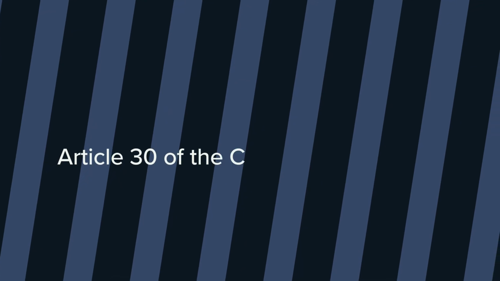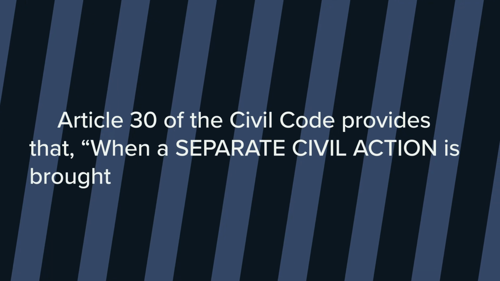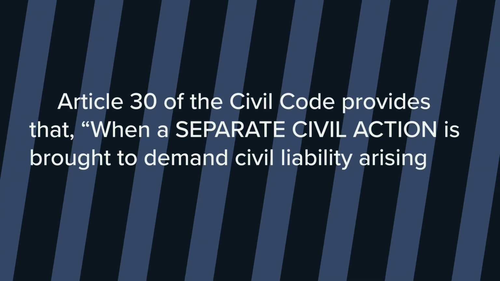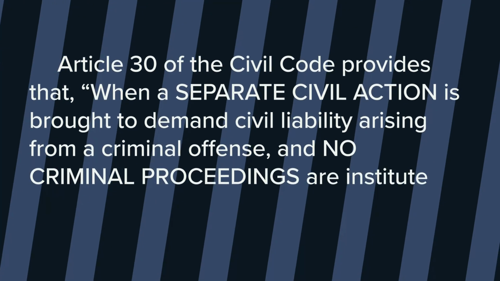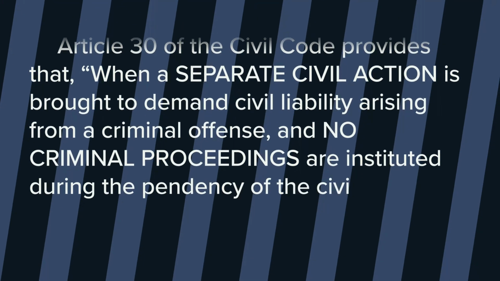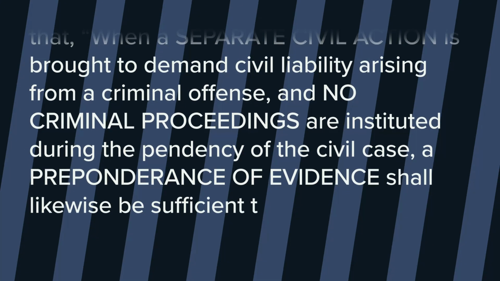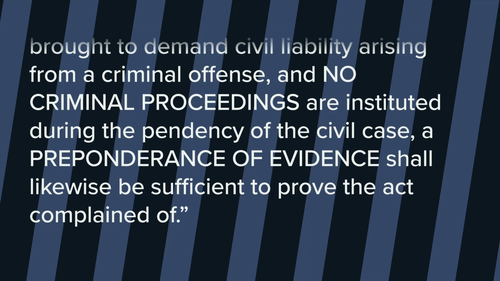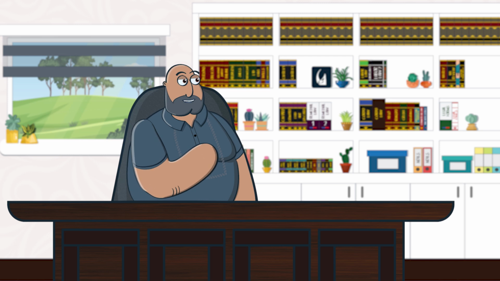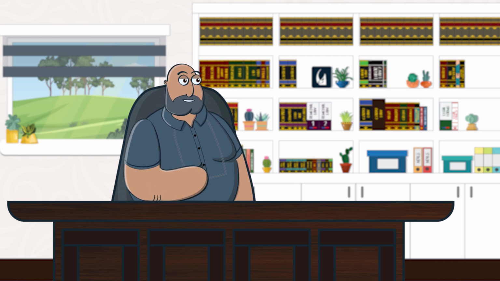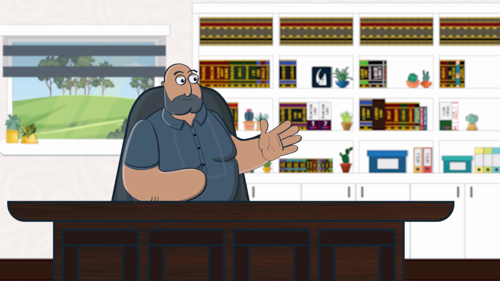Article 30 of the Civil Code provides that when a separate civil action is brought to demand civil liability arising from a criminal offense and no criminal proceedings are instituted during the pendency of the civil case, a preponderance of evidence shall likewise be sufficient to prove the act complained of. Gaya ng aking nabanggit kapatid, this is a very short and simple provision. Walang mahirap unawain dito, kaya simulan na natin.